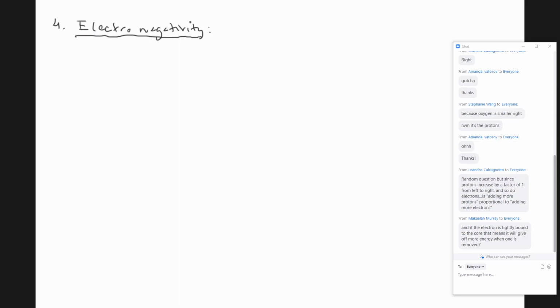The fourth one is electronegativity. And electronegativity is what allows you to have all those dipole moments, your intermolecular forces between molecules, and your ionic type bonds.